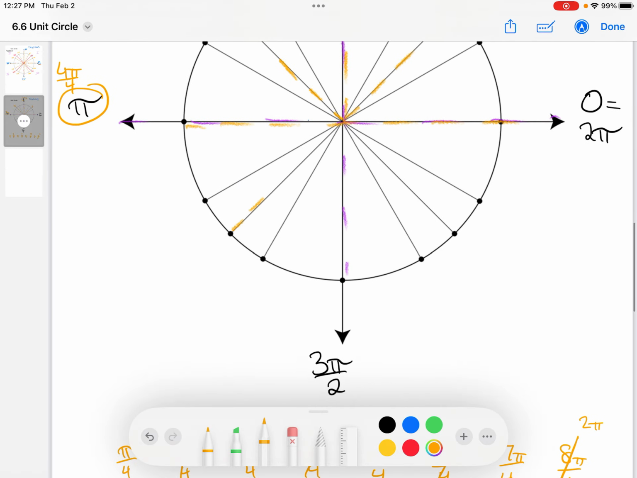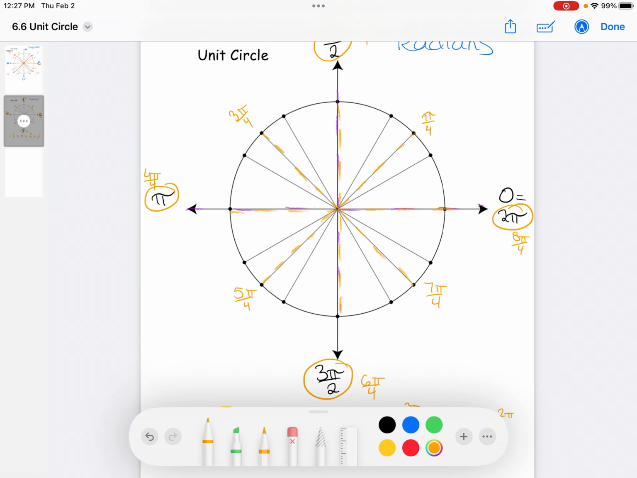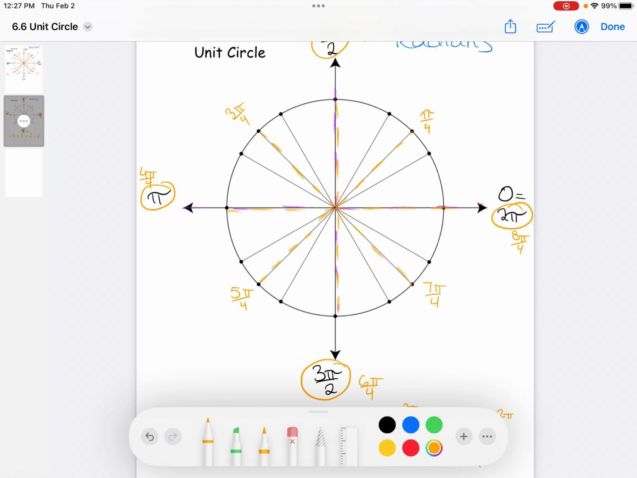In the bottom half of the circle, halfway, we have 5 pi over 4. And then we have 6 pi over 4, which reduces. Then we have 7 pi over 4. And then we have 8 pi over 4, which reduces. So these are the halfway measurements in each quadrant. The halfway measurements are counted by pi over 4.